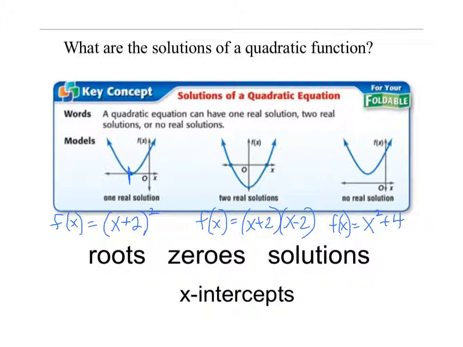So solutions are also called roots, zeros, solutions, x-intercepts. All those mean the same thing. They are the solutions of a quadratic equation.